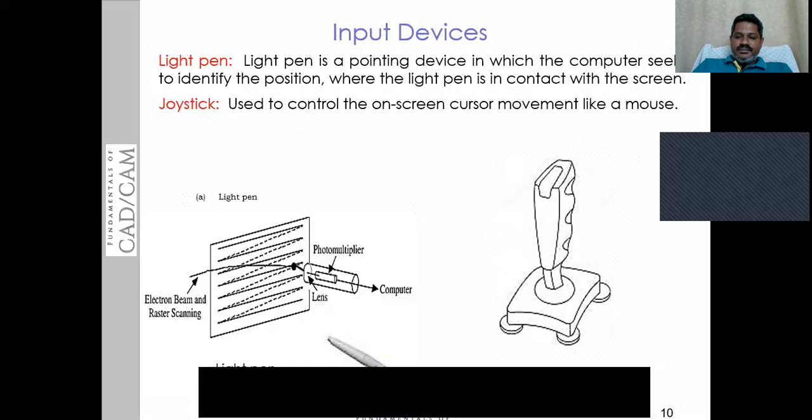This joystick is basically used frequently in the case of video games. Now this is obsolete. This is not used along with the computer. This joystick is used in video games basically. Joystick is also used to control the movement of the cursor on the screen. It is just like a mouse. Light pen and joystick, these two are also input devices used in the CAD system.